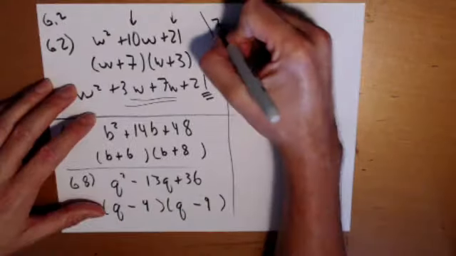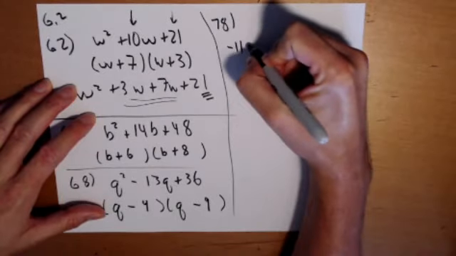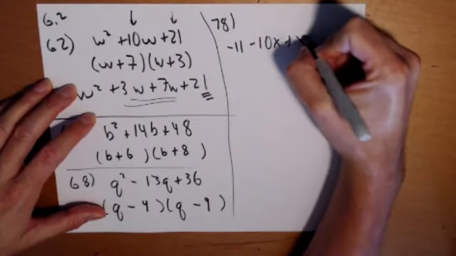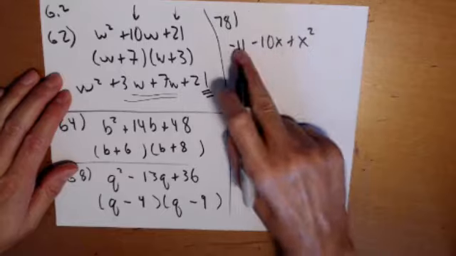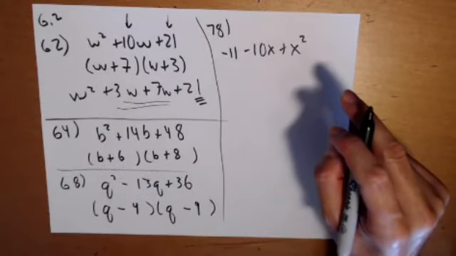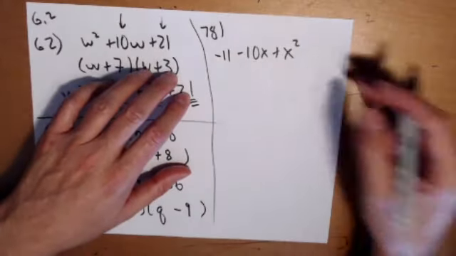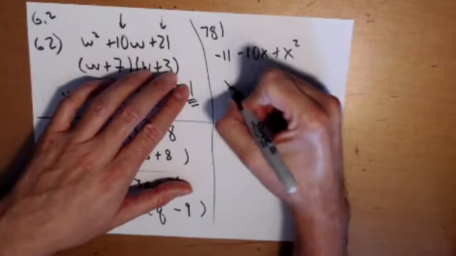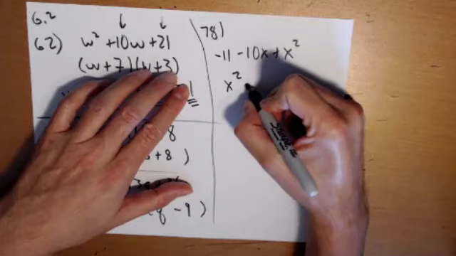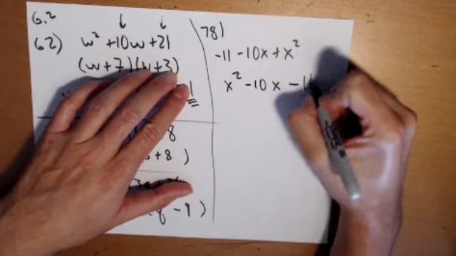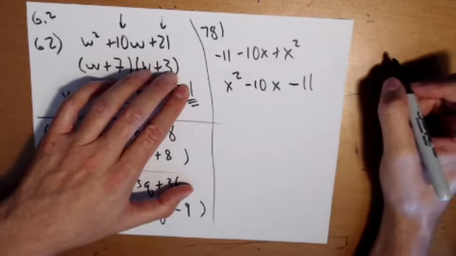Not really. So 78, negative 11 minus 10x plus x squared. Oh, they didn't put it in descending order. Okay, so step number 1, that's how tricky they can get right now. So they didn't put it in descending order. Well, let's put it in descending order. X squared minus 10x minus 11. Okay, now we're back on familiar ground.